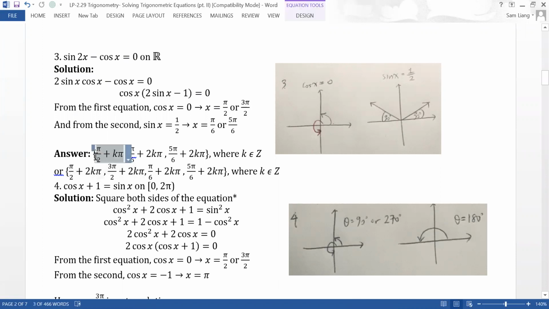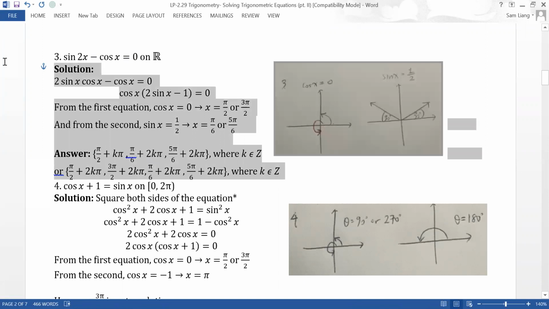Now, granted, if you want, you could write this out and split it up into two separate terms, but I summarize it into this as pi over 2 plus k pi. Okay, so that's what we get from this first equation. From the second equation, we get pi over 6 plus 2k pi and 5 pi over 6 plus 2k pi. Okay, any questions about that?